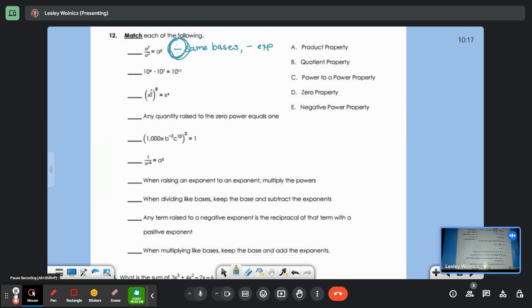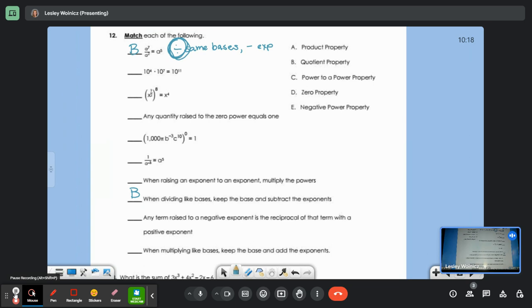Yeah, the quotient rule. Remember, quotient tells us to divide. The tricky thing about this is it's telling us what's happening to the bases, not the powers. Okay, so this is the quotient rule. That is B. Do you see the quotient rule anywhere else in this list?